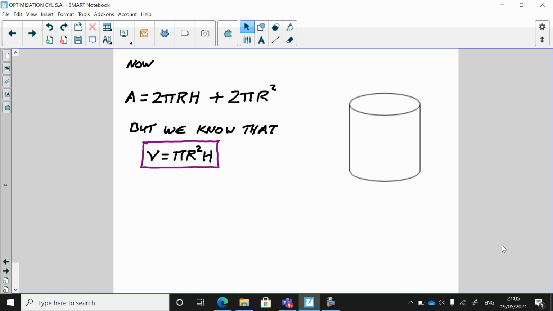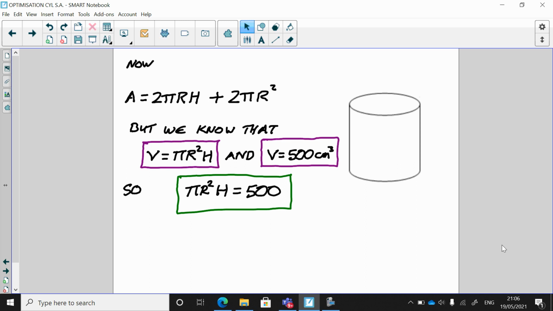So the thing is, we know certain things about the volume, the expression for the volume there, but we've got a specific value for it. We know that pi r squared h and 500. Forget about the units just now. Why don't we make them equivalent to each other? Because they are equal. They're one and the same. So there you go. So we've got an expression there that involves both r and h.